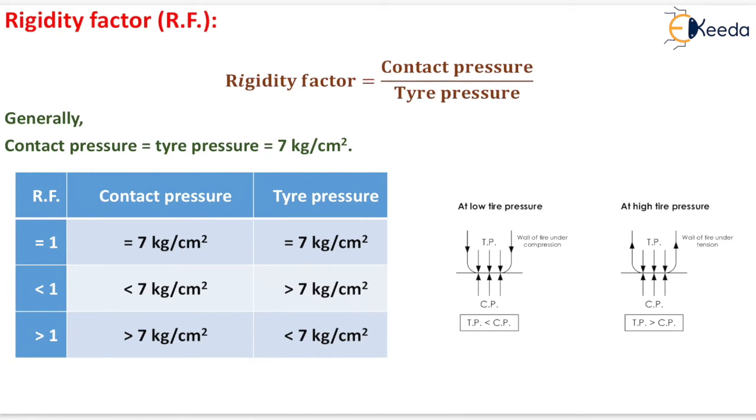Now if rigidity factor is equal to 1, then contact pressure and tire pressure both will be equal to 7 kg per centimeter square. If rigidity factor is less than 1, then contact pressure will be less than 7 kg per centimeter square and tire pressure should be greater than 7 kg per centimeter square. If rigidity factor is greater than 1, then contact pressure will be greater than 7 kg per centimeter square and tire pressure will be less than 7 kg per centimeter square.